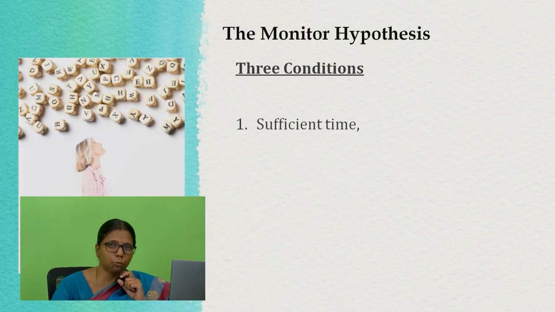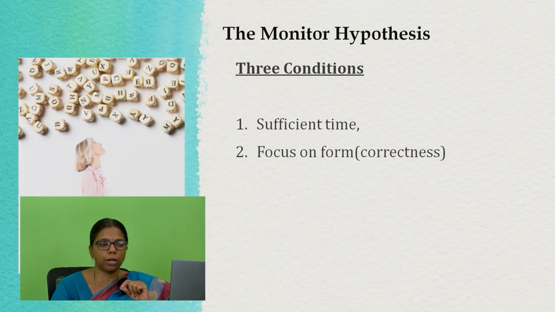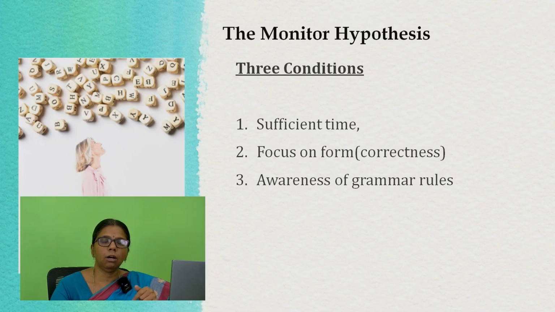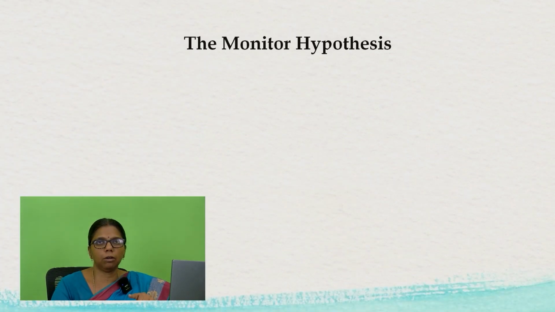So ideally speaking, the monitor functions really well when you write, because you do have time to think about your construction, the form, and you can actually focus on the form. And one more thing is, you should be really worried about your form, and you should be really thinking that I need to speak accurately. So only if you are actually focused on the form, your monitor would function. And the other one is, for the monitor to function, you should have awareness of the grammar rules. Your learned system should be there for you to actually correct your errors, otherwise it's not going to function at all.